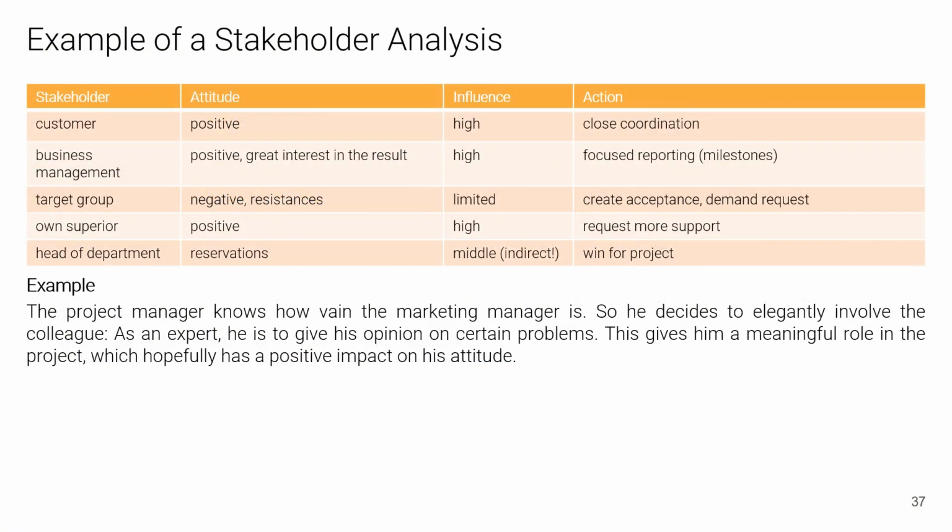We see here two examples of a stakeholder analysis. This could be done in tabular form. We see different stakeholders listed that have been identified. We think about what attitudes each stakeholder has towards the project. We always assume that the target group is very skeptical and needs special convincing and attention. We can also consider what influence the stakeholders have and then derive the actions from that. In this example, we see that we want to ensure acceptance among the target group.